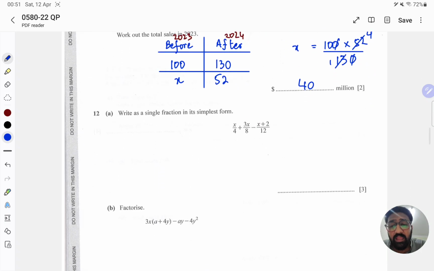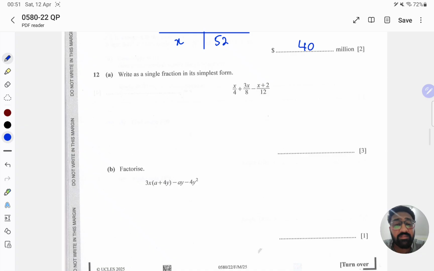Question number 12, A part. Write as a single fraction in simplest form. So you can see that there are 3 fractions over here. So you need to write down as a single fraction. It means that their denominator is supposed to be same. So for making their denominator same, you need to find their LCM first. So the LCM of the denominators only, it is 4, 8 and 12.